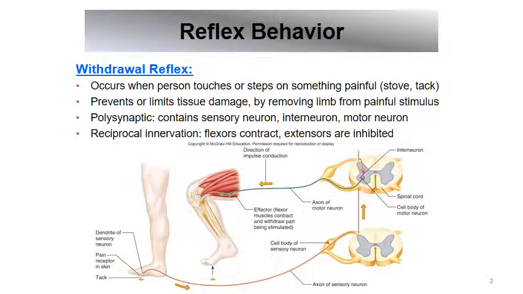Okay, withdrawal reflex. Know that this is when something painful occurs. So when you touch something hot or when you step on broken glass, you immediately move that limb away. And so that's called a withdrawal reflex. So again, it's automatic. You don't have to think about it. It just occurs.